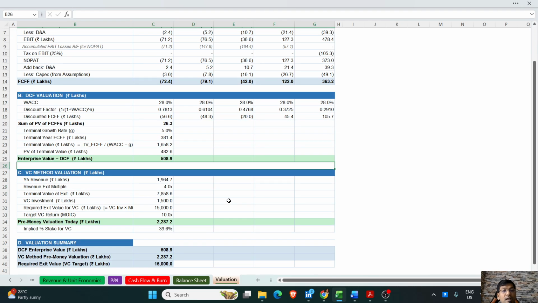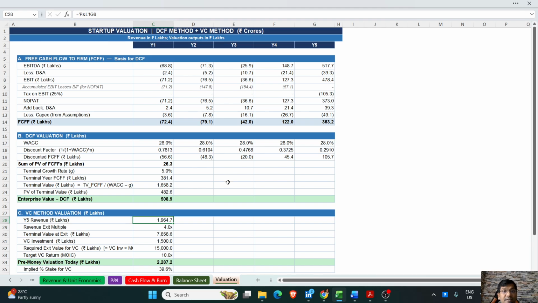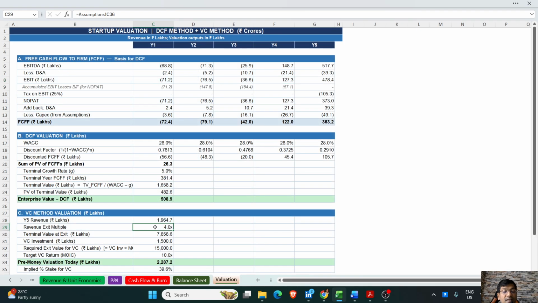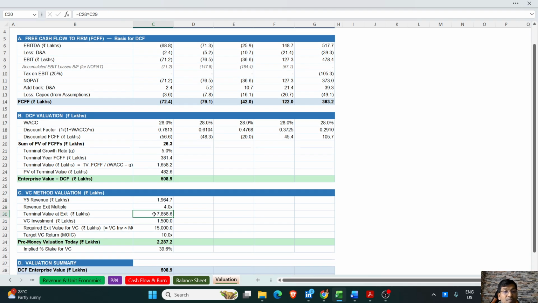Okay. The other method to do it would be the VC method, where I say that, okay, what is my year 5 revenue? My year 5 revenue is 1964. And what we have assumed is that if there is an IPO for the company, it will happen at 4 times the revenue for that period. So it becomes 4 times. So therefore the IPO for the company will be 7858.6, which is the 4 times of this number.